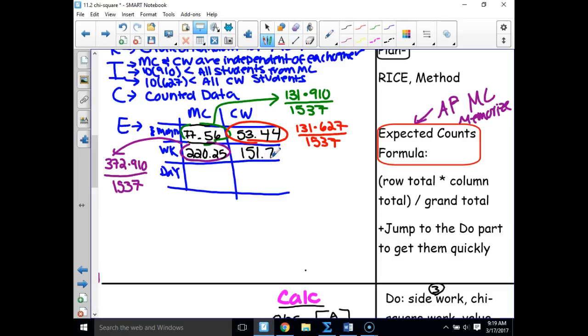151.75. Okay, and then what's this one? 612.19. And then this one? 421.8.